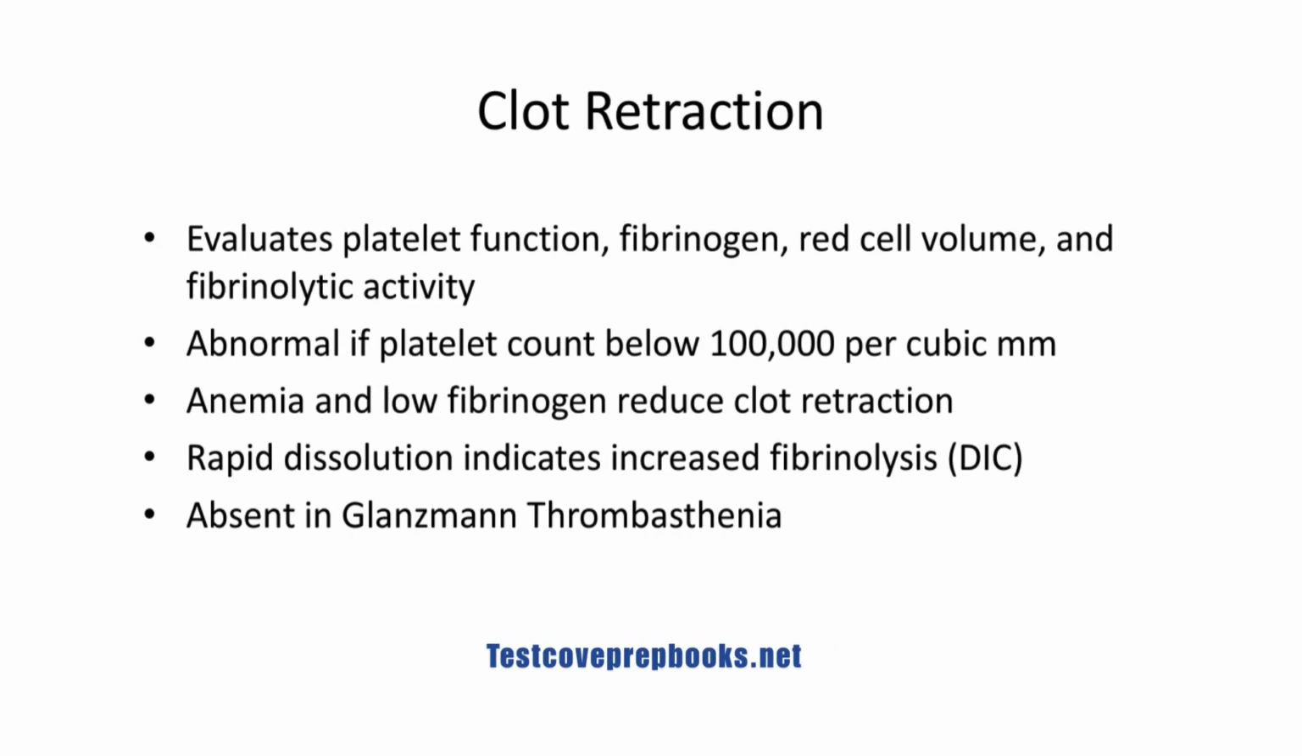Clot retraction evaluates multiple components: platelet function, fibrinogen levels, red cell volume, and fibrinolytic activity. It becomes abnormal when the platelet count falls below 100,000 per cubic millimeter. Both anemia and low fibrinogen levels reduce clot retraction. Rapid dissolution of the clot indicates increased fibrinolytic activity, as seen in disseminated intravascular coagulation. In Glanzmann thrombasthenia, clot retraction does not occur at all.